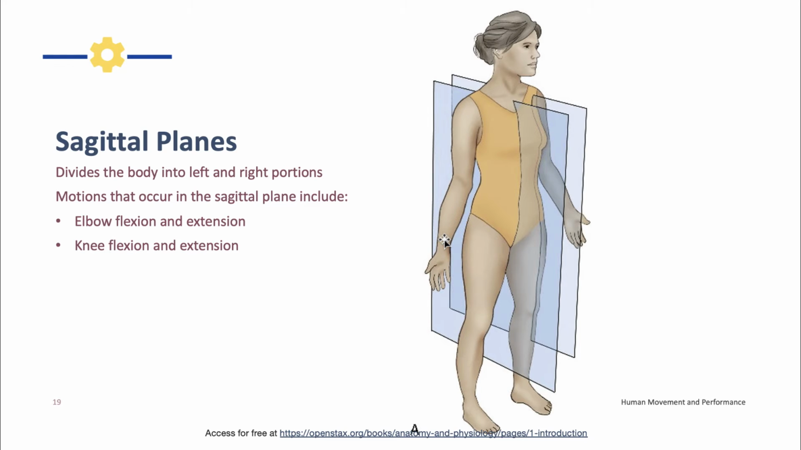So those are motions where primarily the joint or the parts that are moving are parallel to that plane. As you can see, flexion and extension is a common term used for sagittal plane movement.